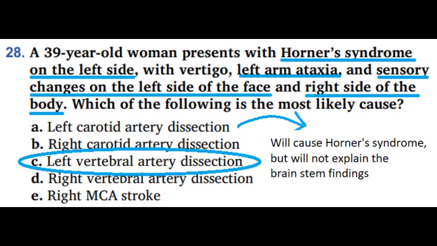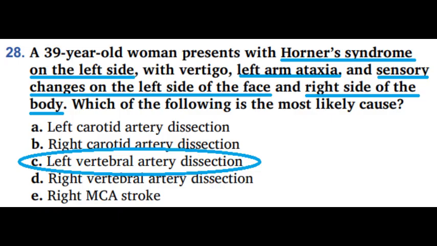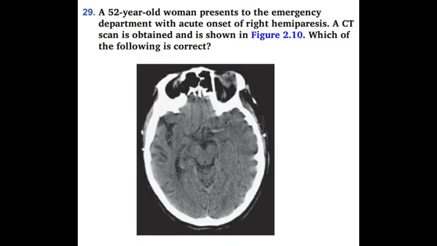Side note, a left carotid dissection will cause Horner's but will not explain the brainstem findings. The right-sided options and MCA stroke are anatomically inconsistent. So, our answer is C, left vertebral artery dissection. On to our next question.